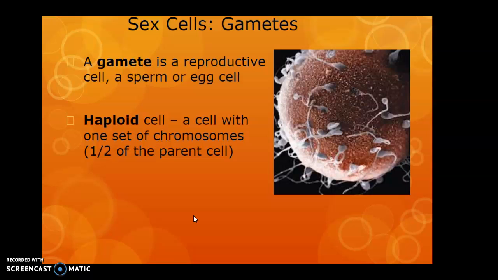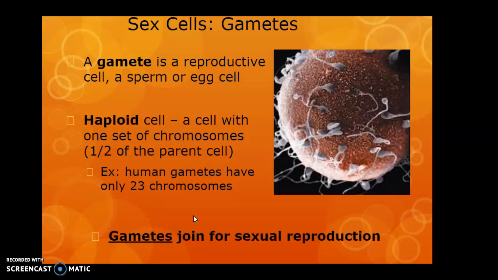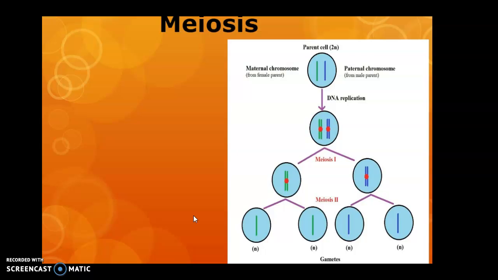Gametes are haploid because they have only half of the set of chromosomes as the parents instead of a full set. Essentially, they have only one of each chromosome instead of two of each chromosome. In humans, we have 46 chromosomes typically, but in our haploid cells, our sperm and egg cells, we have only one of each and therefore only 23 chromosomes. Gametes are necessary for sexual reproduction because they join to produce that new cell, that zygote that grows into the offspring.